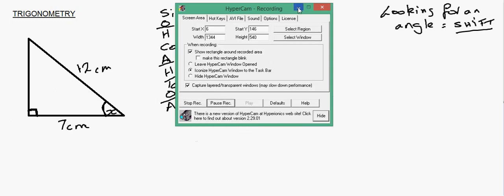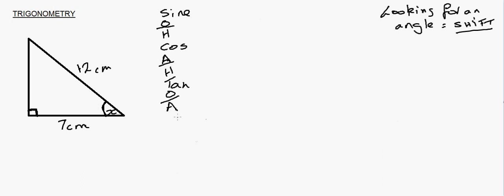Okay, so I'm back with you again, just clean the page up a bit. So again, we're looking for an angle. So what sides have we got? Well, we've not got the opposite, we have got the adjacent, we have got the hypotenuse. So adjacent and hypotenuse is cos, so this is cosine. So cos equals adjacent over hypotenuse.